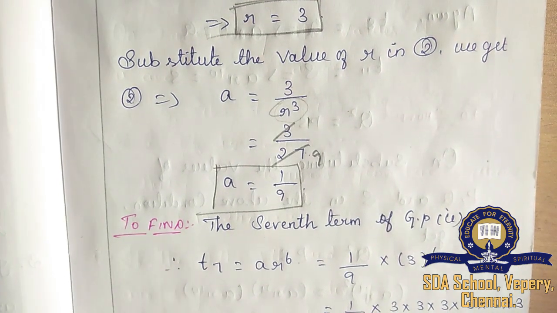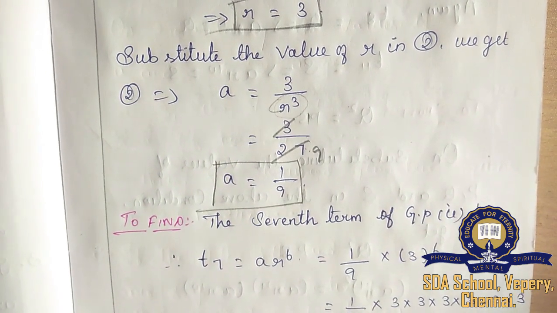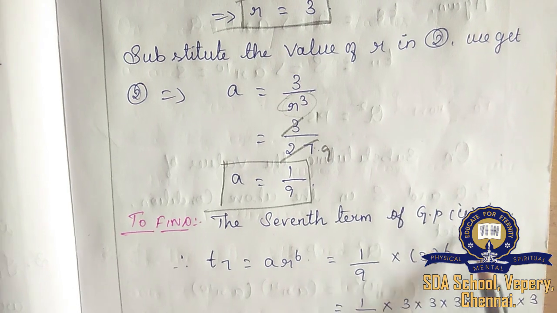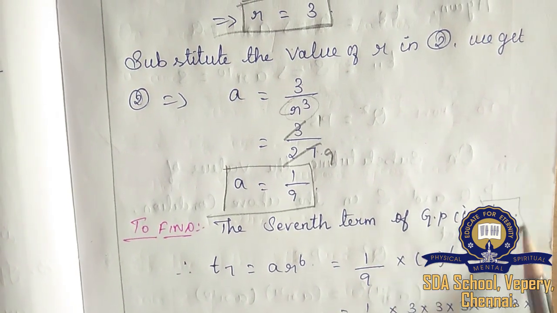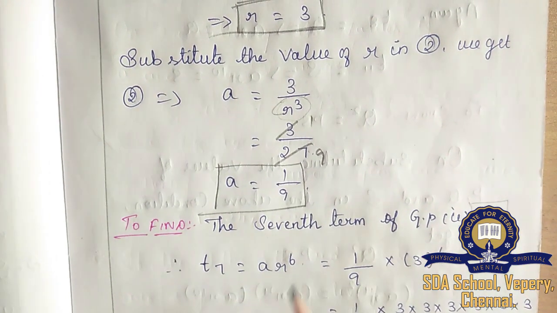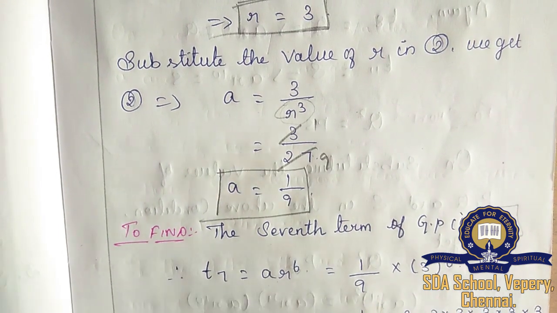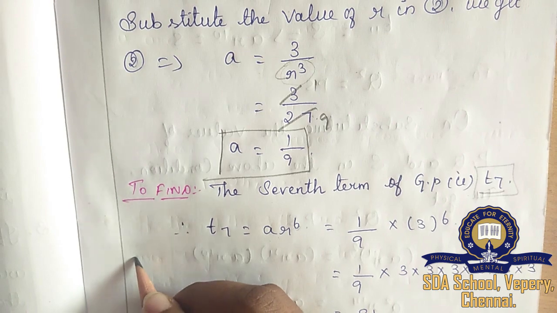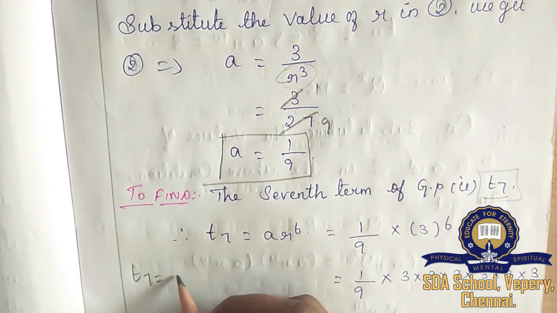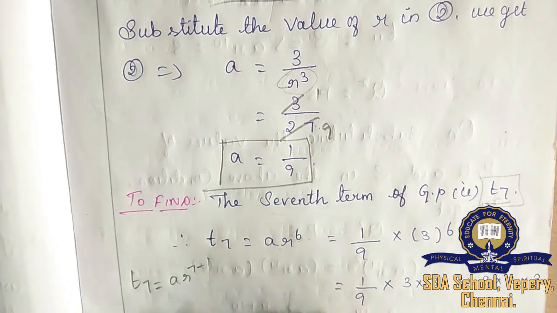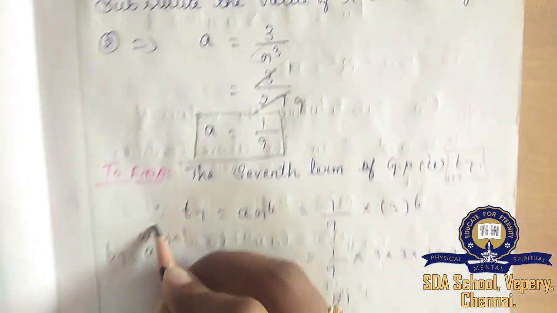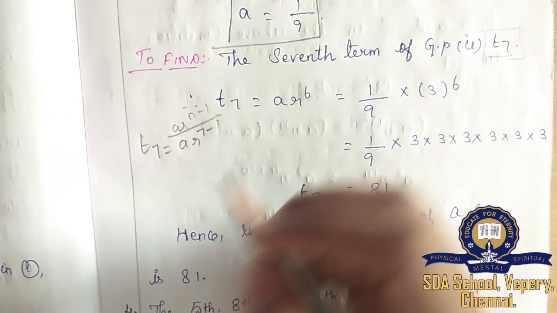Now we know what a and r are. So can I find the 7th term directly? The 7th term of a GP will be represented as T7. So how will T7 be written? A r power 6. If you cannot understand, you can go for substitution. T7 is equal to a into r power 7 minus 1, which is nothing but a into r power n minus 1. That is the general term of a GP.